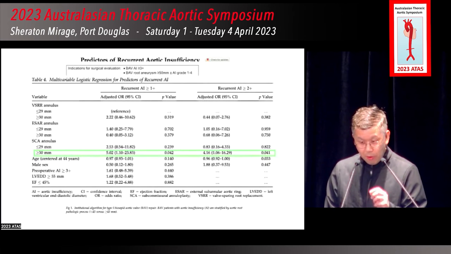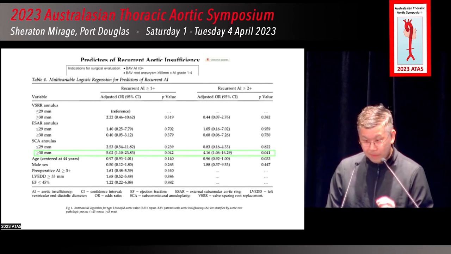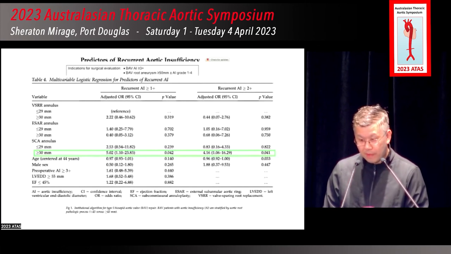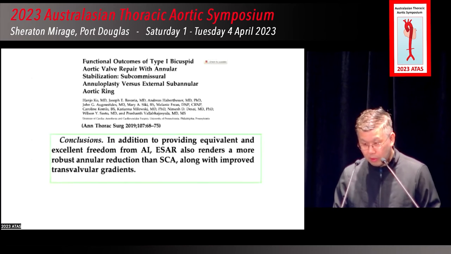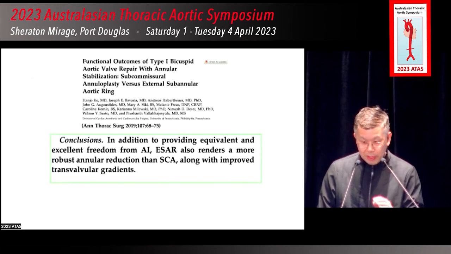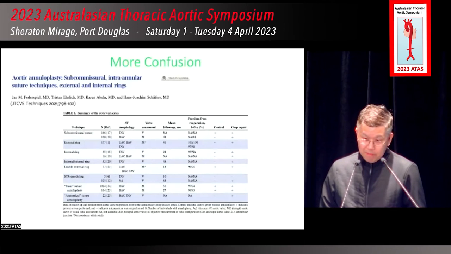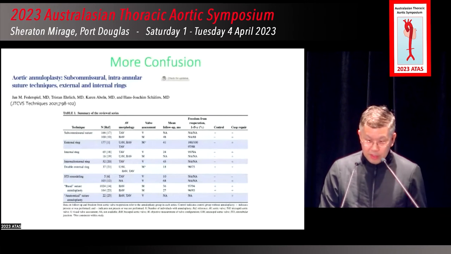And the only thing that proved to recur AI was subcommissural annuloplasty done in the setting of initial baseline diameter over 30 millimeters. Everything else did not prove to be predictive of over or equal to 2+ AI. And this was another study where they further confirmed that the external subannular ring was a more durable repair procedure than doing subcommissural annuloplasty.